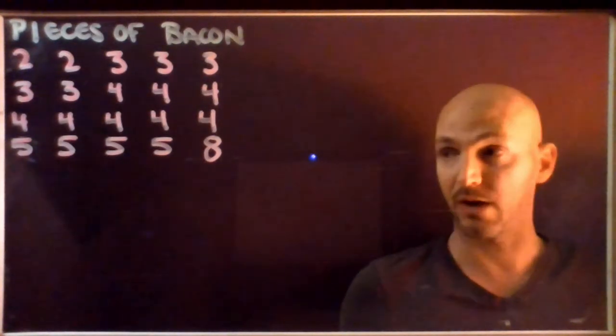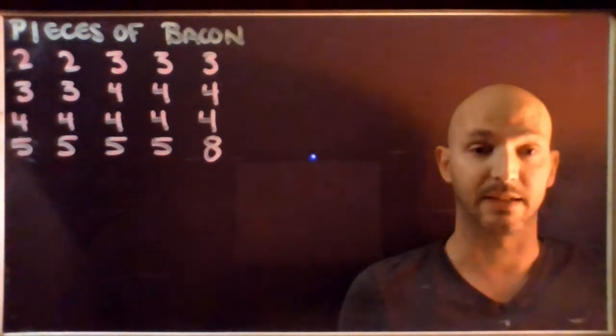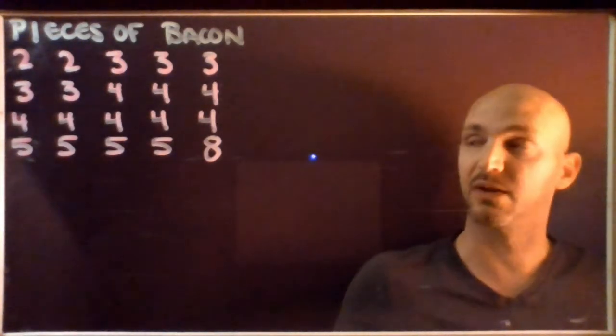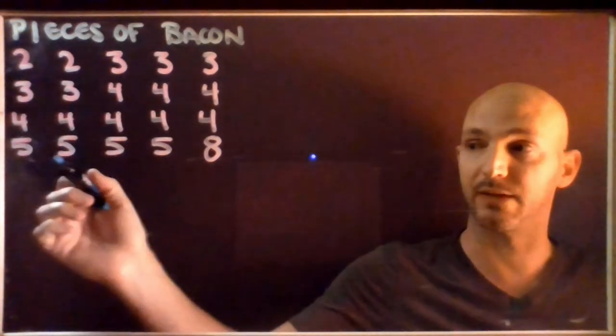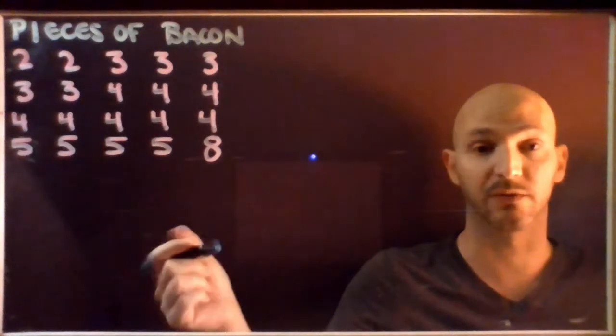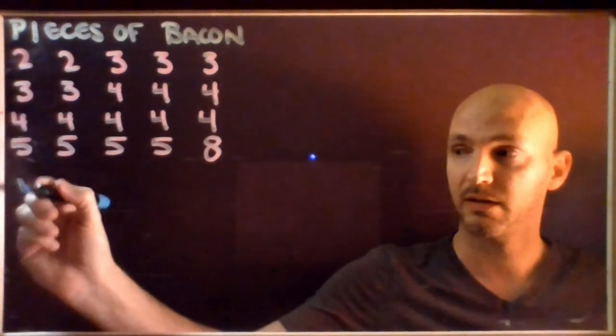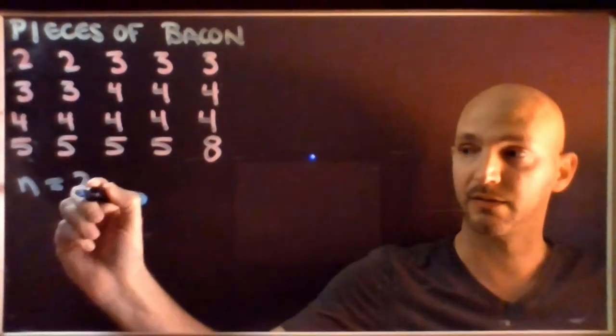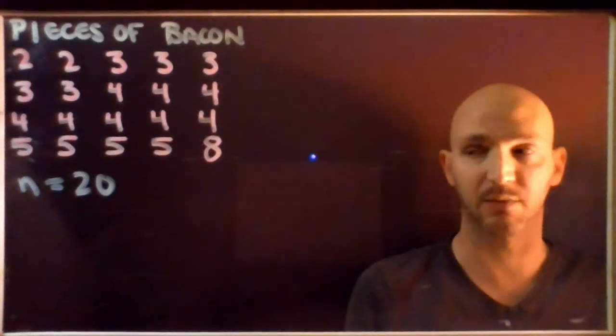So to start off here, the first thing I need to identify is how many data points I have. So I have 4 rows and 5 columns. That would be a total of 20 data points. So n is 20, n for the number of data points.